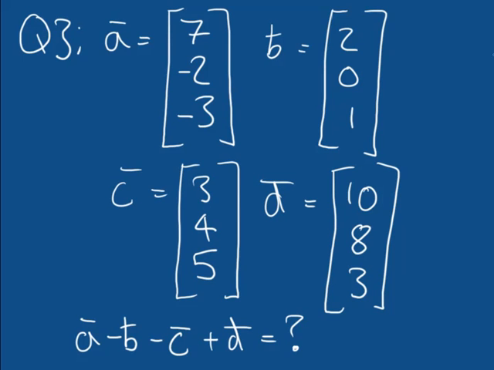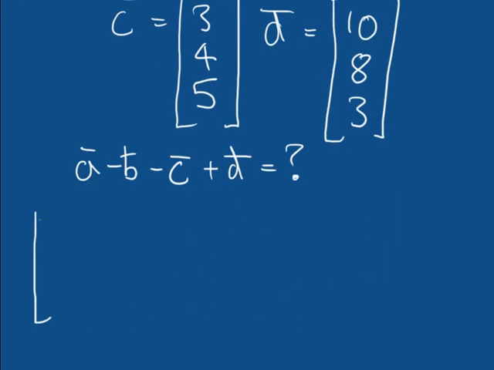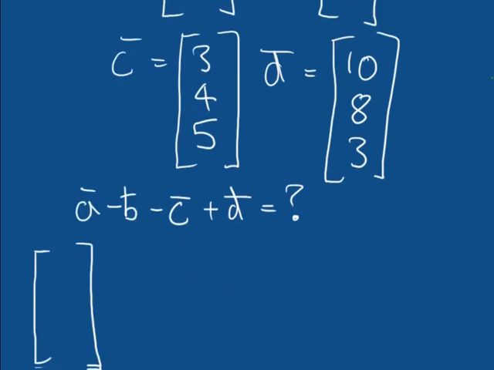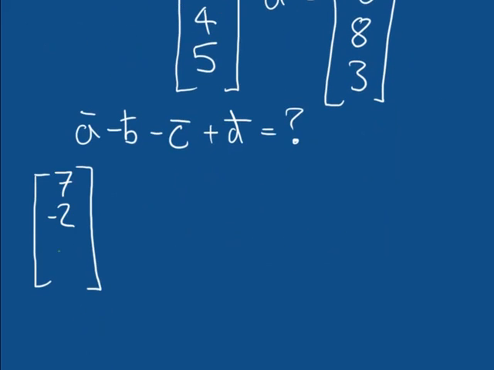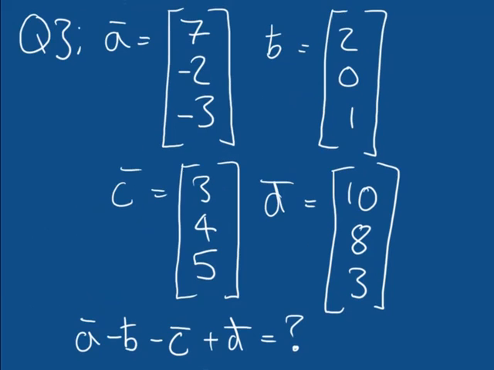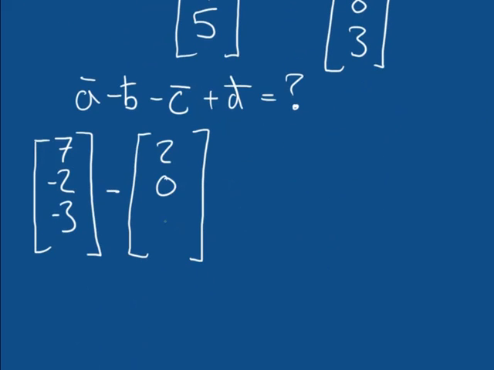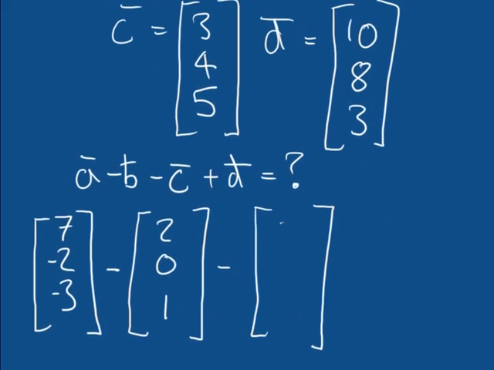Okay, welcome back everyone. So this is going to give us vector A, which is 7 minus 2 minus 3. We're going to subtract from that our vector B, which is 2, 0, 1. We're going to subtract from that our vector C, which is 3, 4, 5. And then we're going to add to that our vector D, which is 10, 8, 3.